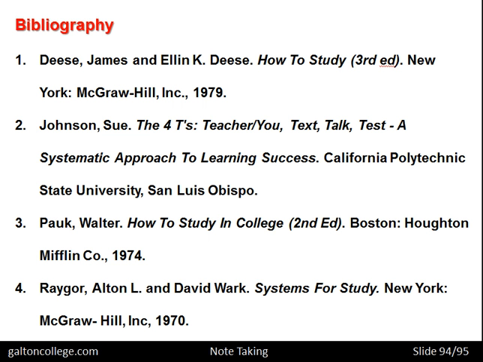Then the title of the work is How to Study. Which edition is it? Well, it's the 3rd edition. Where was it published? New York. Who published it? McGraw-Hill. When was it published? 1979. And each reference should have that sort of information. It should have the author's names, the title, the edition, the place of publication, the publisher, and the date. And that's the way a bibliography is compiled.